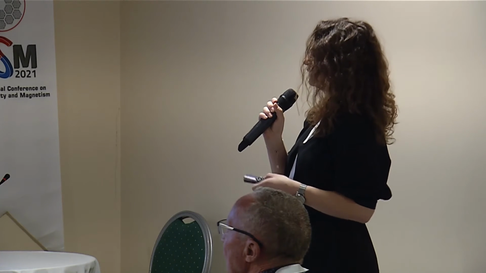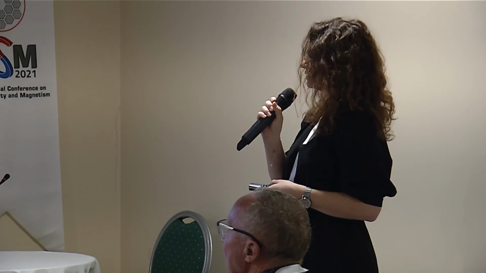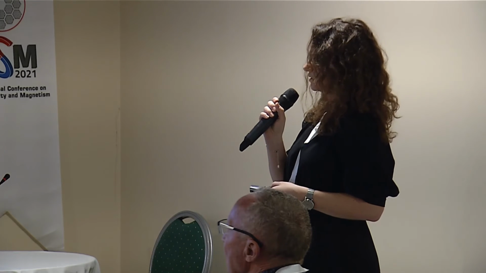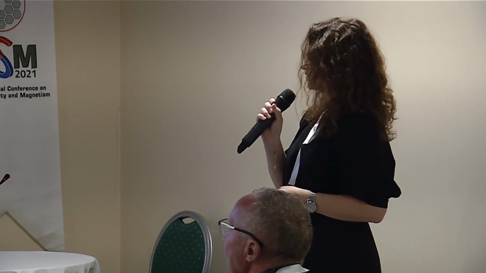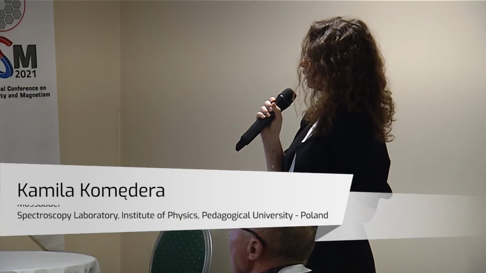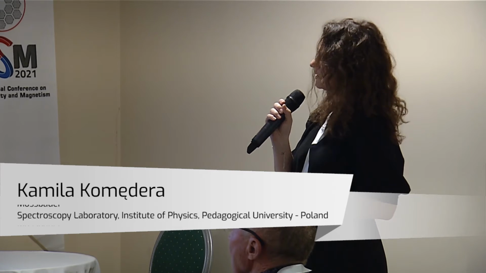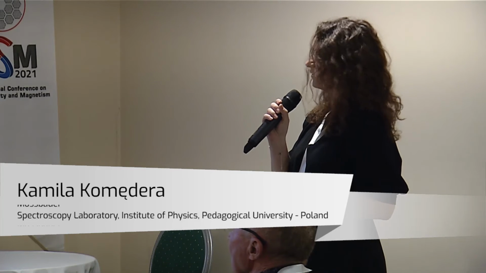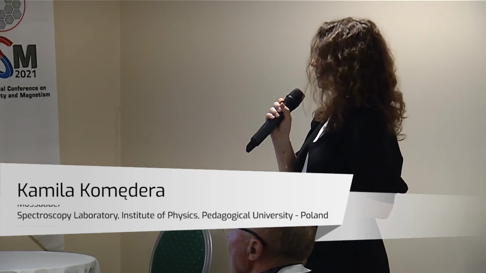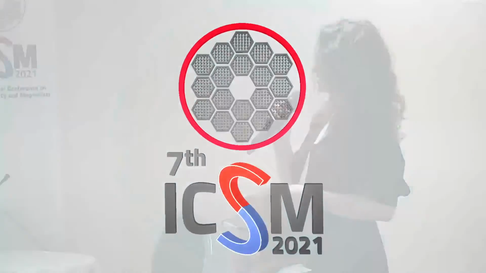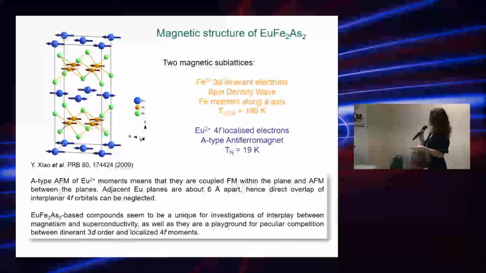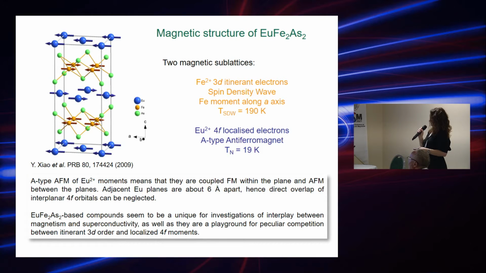The first is connected with iron 2+, with 3d itinerant electrons, and is a spin density wave magnetic order type. The magnetic order temperature is about 190 K. The second is connected with europium 2+, with localized electrons. It is an A-type antiferromagnet with a Néel temperature of about 90 K. A-type antiferromagnet of europium 2+ means that the magnetic moments are coupled ferromagnetically within the plane, but antiferromagnetically between the planes.